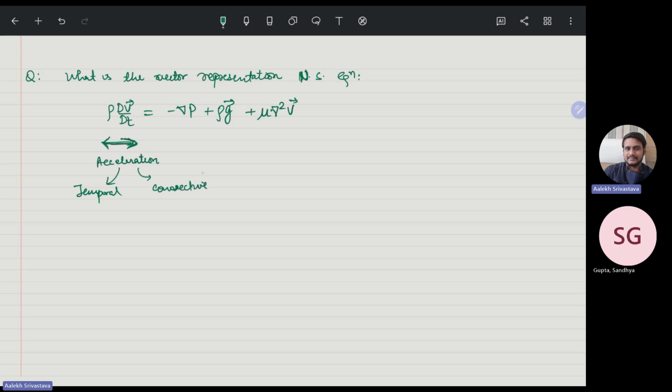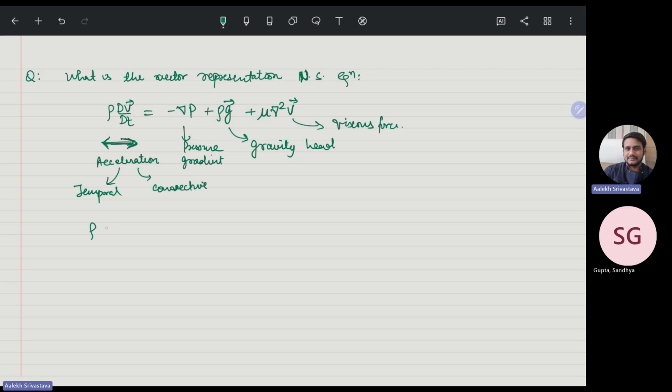Then this is your pressure gradient term, pressure gradient. Then this is your gravity head, and this is your viscous force. So this is what is called the vector representation.